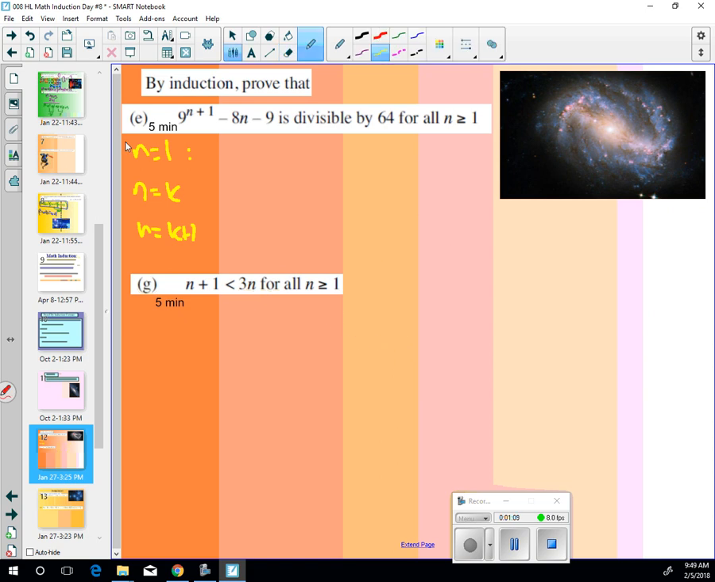Let's see if this works. We're saying that this formula is divisible by 64 for all n greater than or equal to 1. So we're going to put in a 1 because it's greater than or equal to. The first one is 1. So 9 to the 1 plus 1 minus 8 times 1 minus 9 needs to be some multiple of 64.